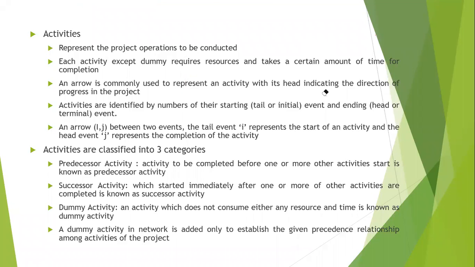Okay, so an arrow is generally represented as I comma J, where I is the tail and J is the head. Now dummy activity: an activity which does not consume any resources and time is known as a dummy activity. Two more questions, many times it's been asked: what is a dummy activity? Generally you guys are intelligent, I need not say. Of course, you write the definition and give some example.